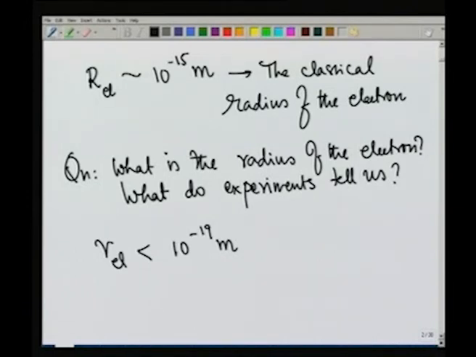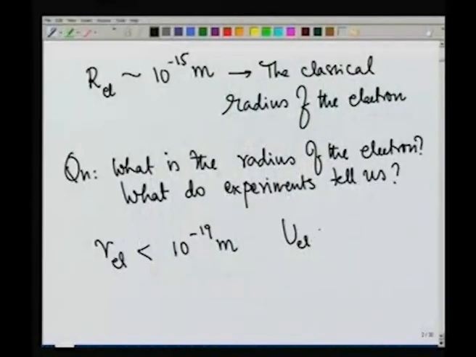If at all the electron has a radius, it has to be less than 10 to the power of minus 19. Perhaps it is 10 to the power of minus 20. Perhaps it is 10 to the power of minus 30. Perhaps it is 0. In fact, all known experiments today which have probed lengths to very short distances tell us that it is convenient to assume that my electron is a point particle.